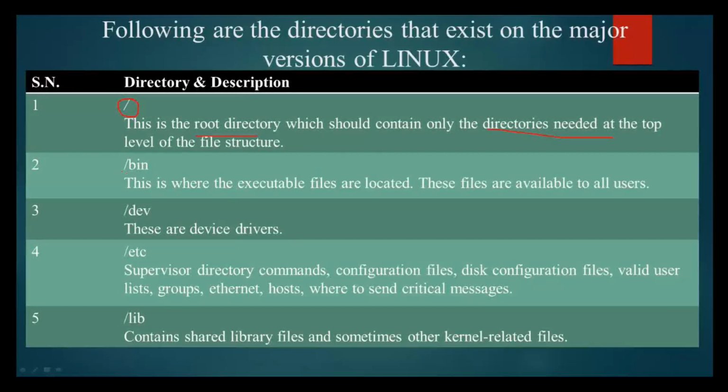The second one is nothing but your bin directory. In bin, all your executable files are located. These files are available to all the users. Executable files means the files you are creating. Suppose I am writing one program in shell scripting or any program. All those programmable files are executable only, no? Those programmable files we can run, right? All the runnable or executable files are saved in bin.